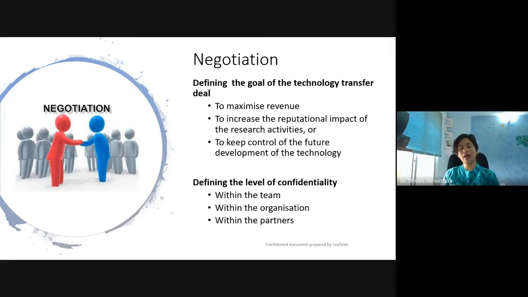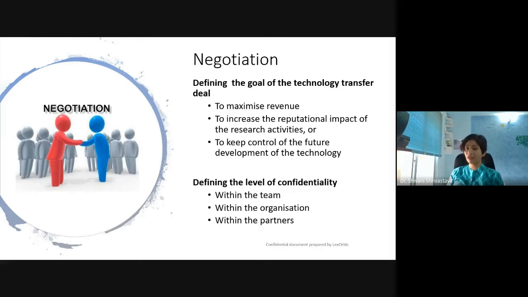One more point is control of the future development of the technology. If I'm a researcher, I have a new technology and I'm licensing this technology to a company, then I would want to keep a hold of the future development of the technology. So that can be discussed during the negotiation process, like who will own the rights on the developed or modified technology.